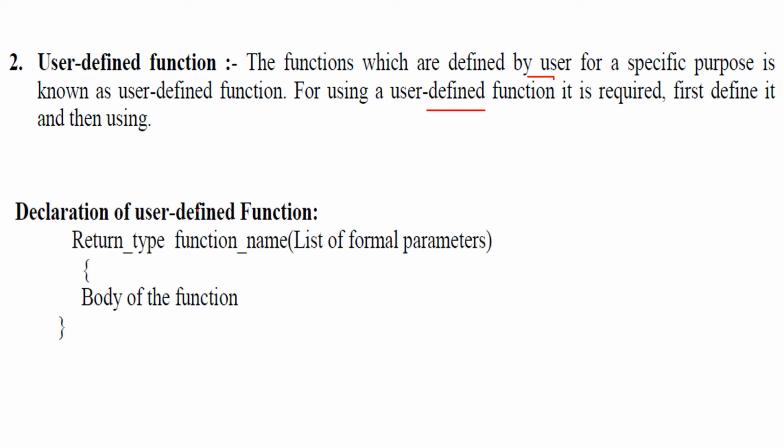So the declaration of the user defined function is something like this. This is the function name, and prefixing it is the return type, and following it in the parentheses is the list of formal parameters. Inside this, you will have the body of the function, that is simply the statements, nothing else.